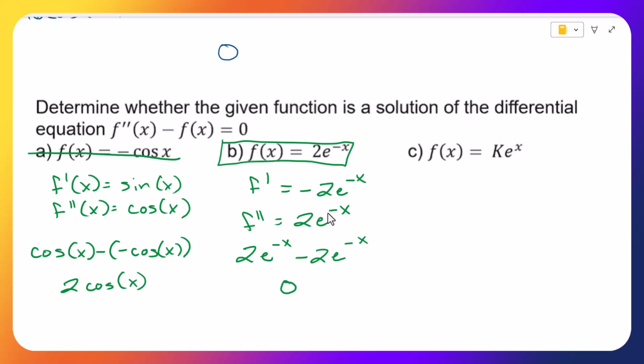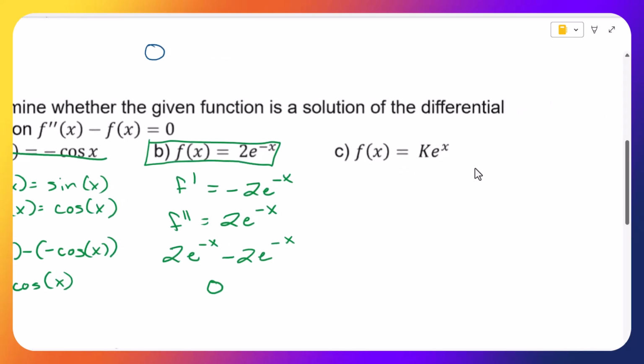So this function is a solution. And finally, our last one. This k is just a constant again. Really, this one should be kind of obvious, hopefully, but taking the derivative of this actually doesn't change anything, because the derivative of e to the x is just e to the x, and it's just times this constant.